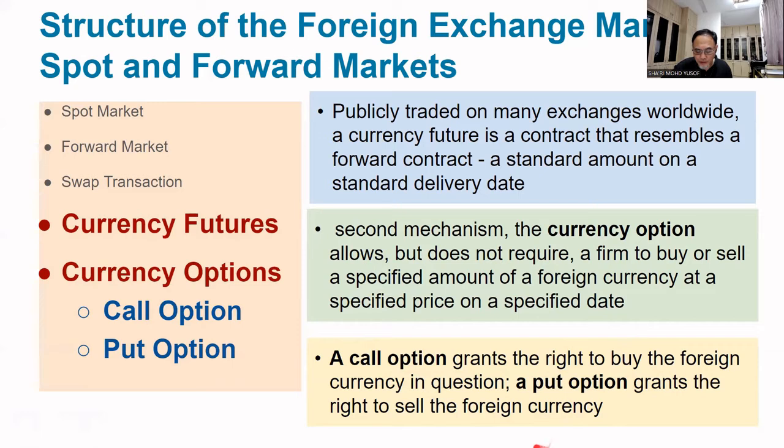For example, put and call options are available for Canadian dollars on the Chicago Mercantile Exchange in contract sizes of 100,000 Canadian dollars, and on the Philadelphia Exchange in contract sizes of 50,000 Canadian dollars. So they are selling money and buying money.